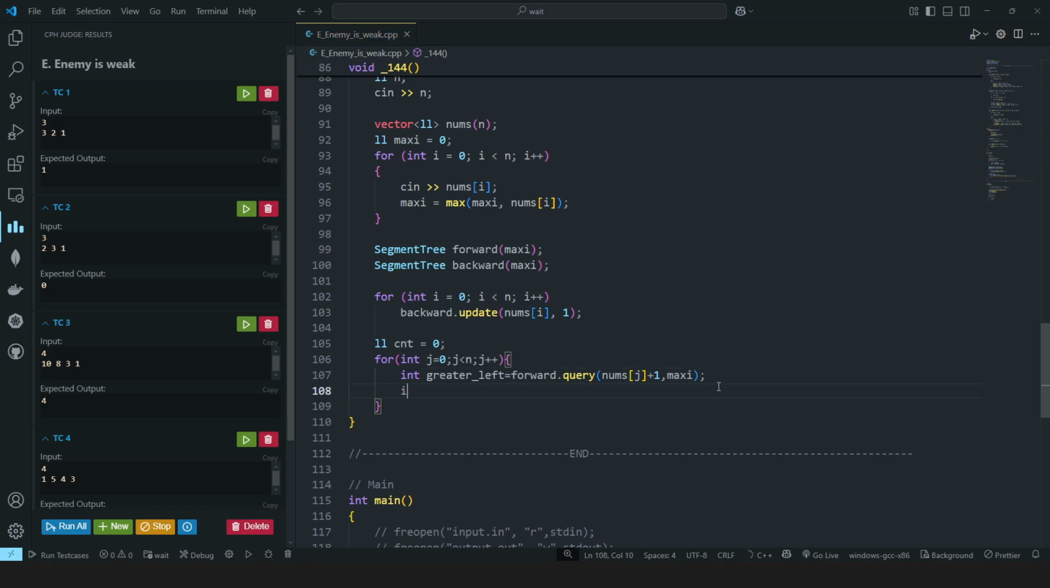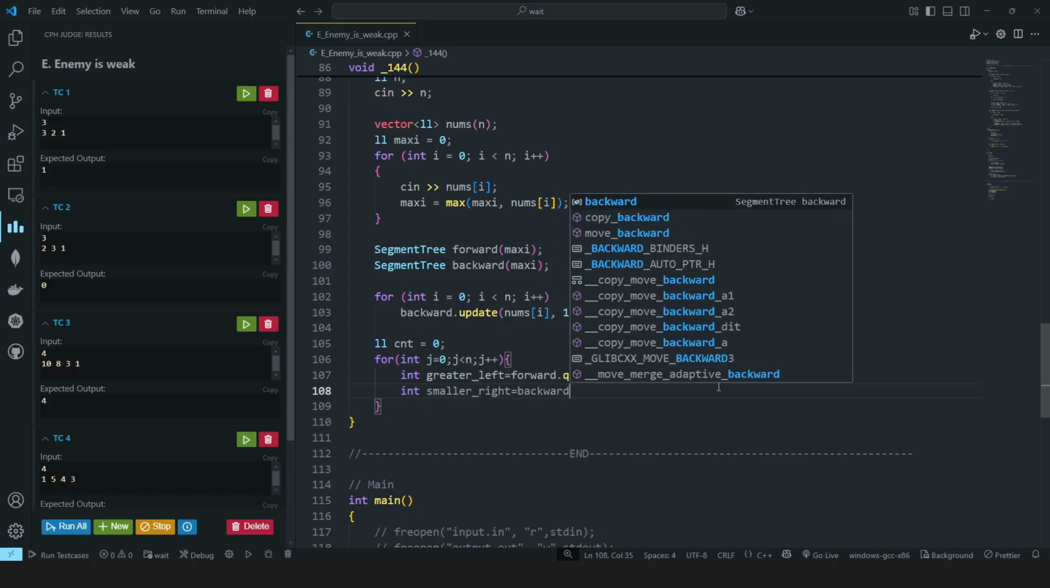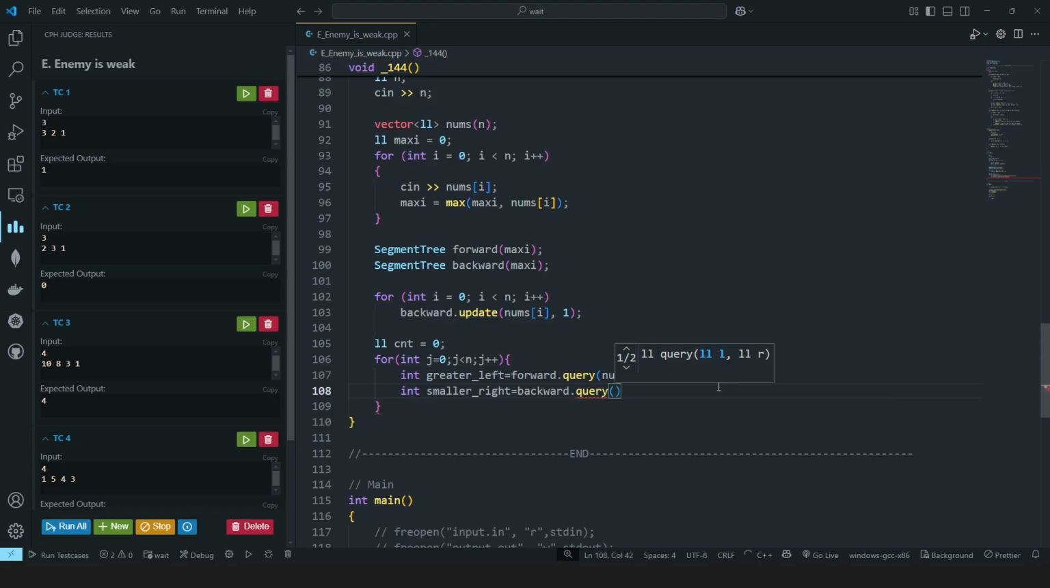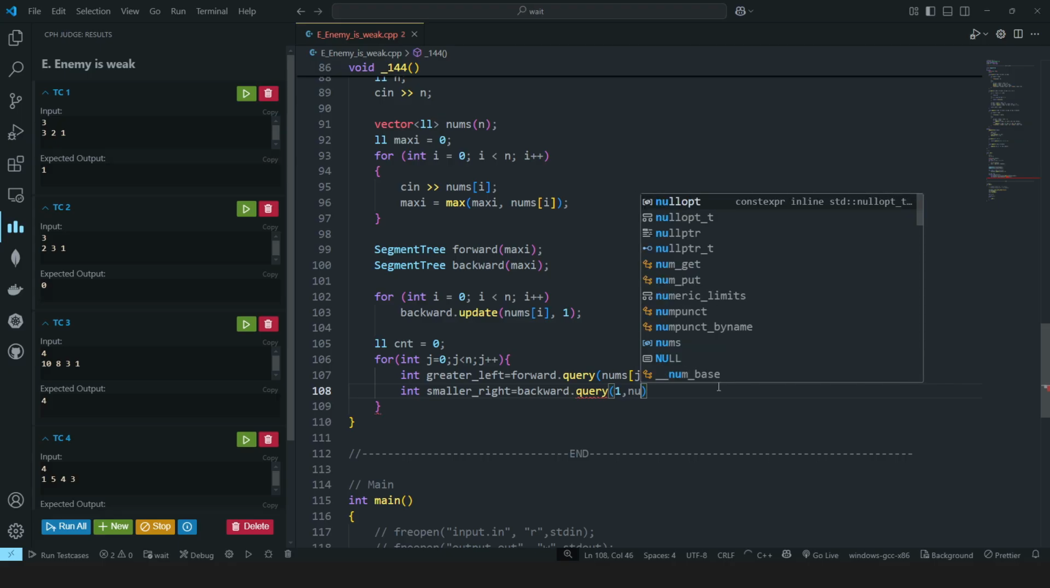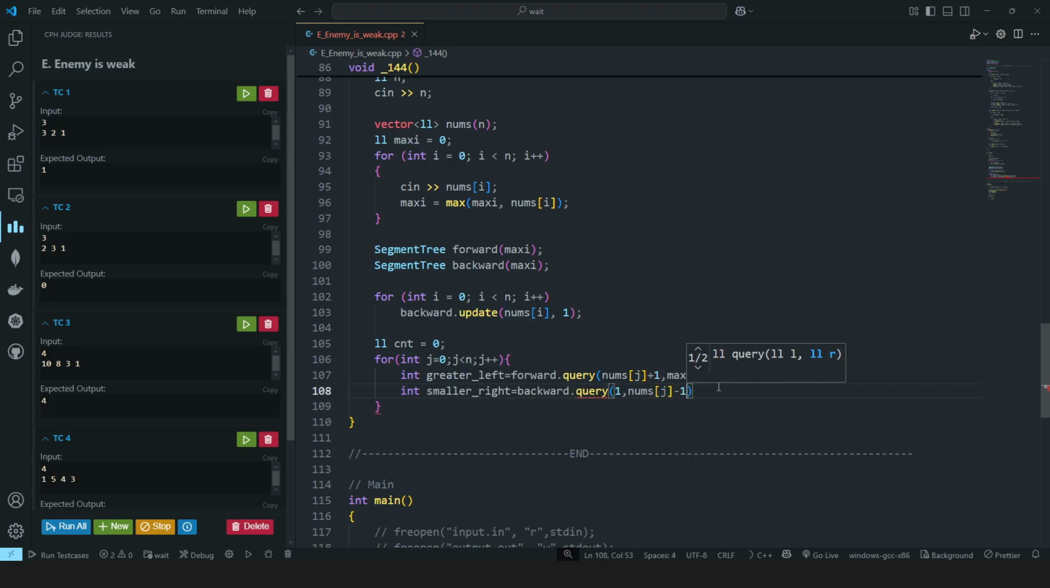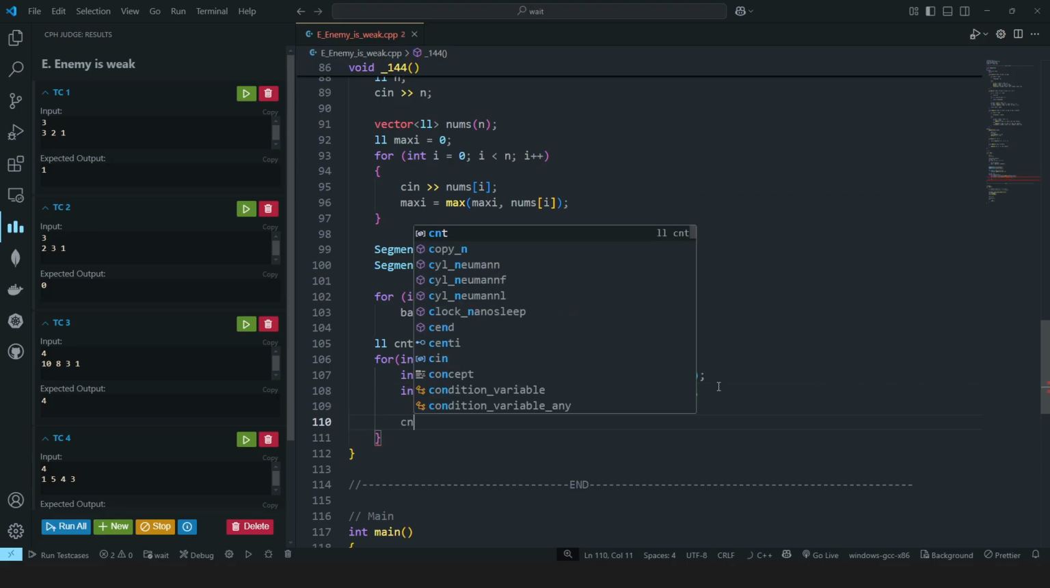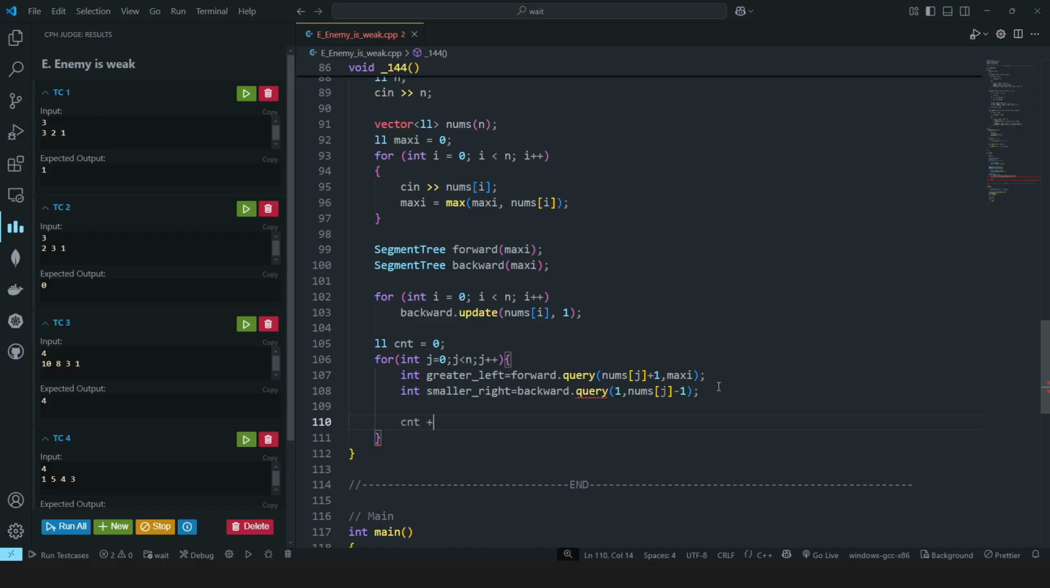In the same fashion, I also calculate the number of smaller elements present on the right side, that is backward.query. Since I want smaller elements, I will start from 1 and go till nums[j] minus 1, like this. And I just have to multiply these two terms and add it to our final result.